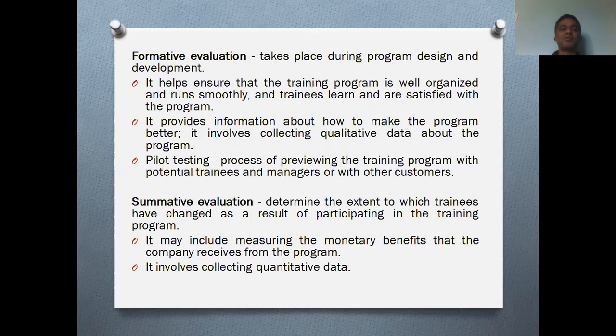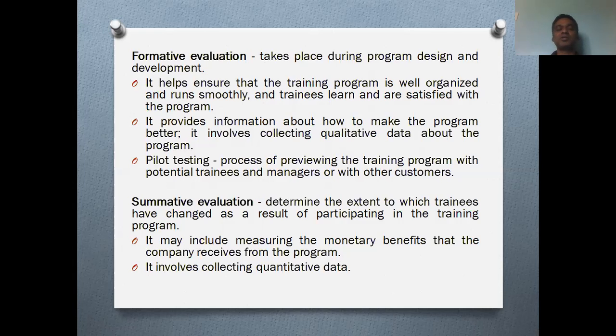Then there are two types of evaluation. One is formative evaluation, and another is summative evaluation. In the case of formative evaluation, when the training program is well organized and running, you do pilot testing, where you preview the training program with potential trainees, managers, and other people, and it helps you make the program better. There you can collect qualitative data about the program, and this is formative evaluation. The next is summative evaluation.